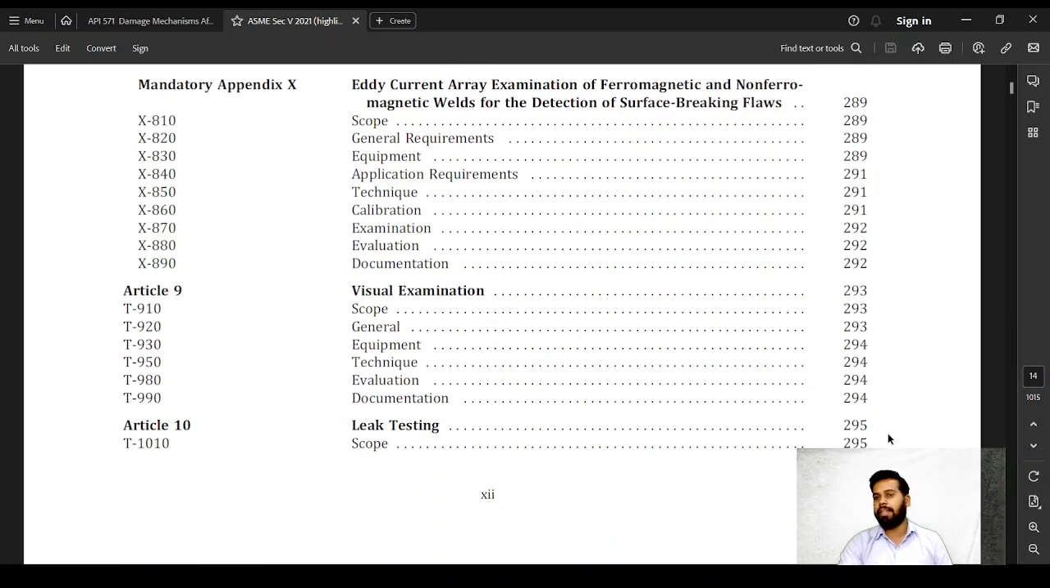Article 10 is leak testing. Leak testing is further divided into 3 different techniques. You can have bubble leak testing, tracer gas leak testing or halogen diode leak detector. You can also have helium mass spectrometer leak detector testing. So you have different kinds of testing techniques in a single method known as leak testing.